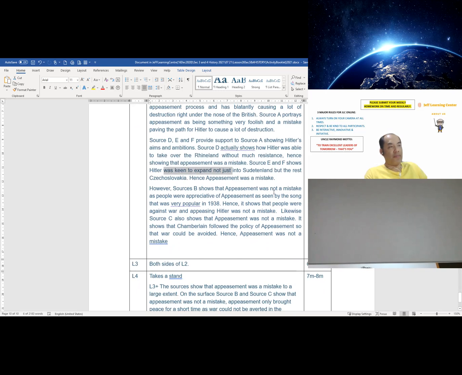However, source B shows that appeasement was not a mistake, as people were appreciative of appeasement, as seen by the song that was very popular. This one I can tell you: when you see these songs sung in England, Ethan and Harvey, straight away you can write down it is propaganda. It's definitely in support of the government.